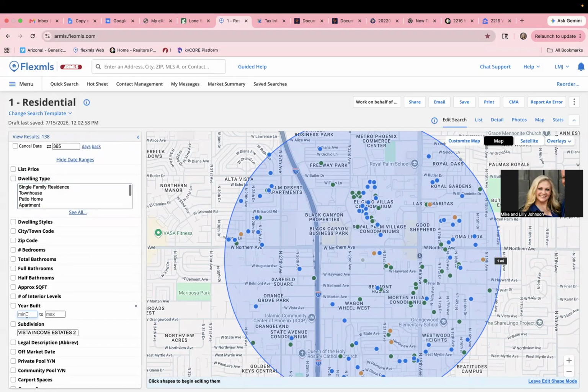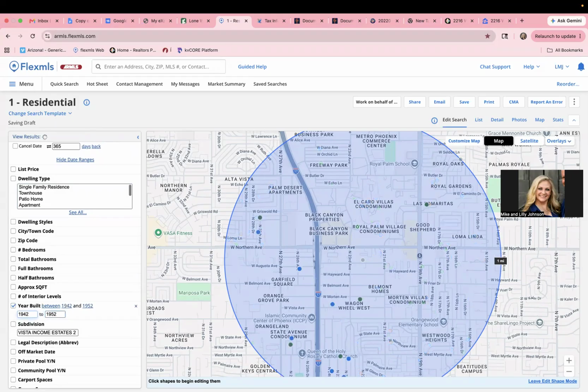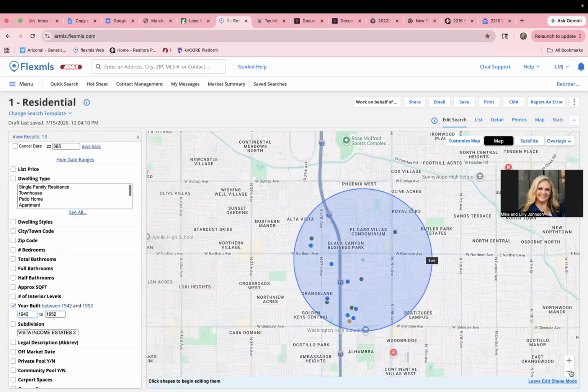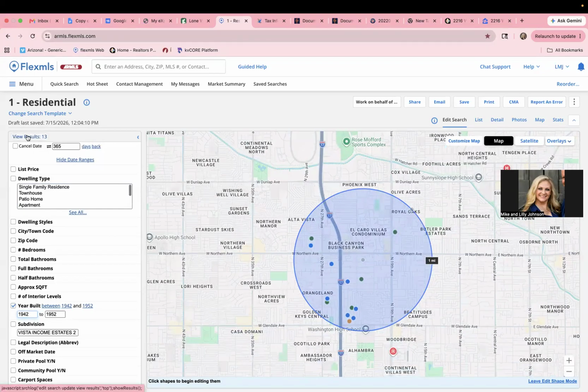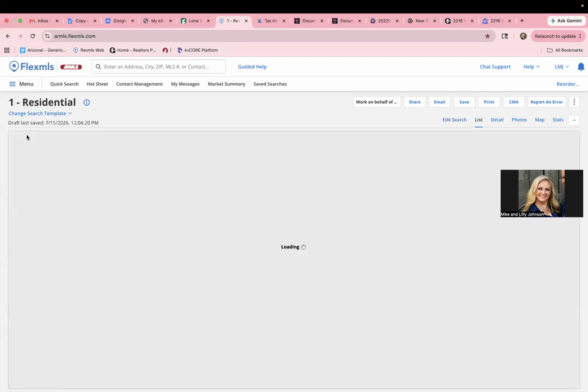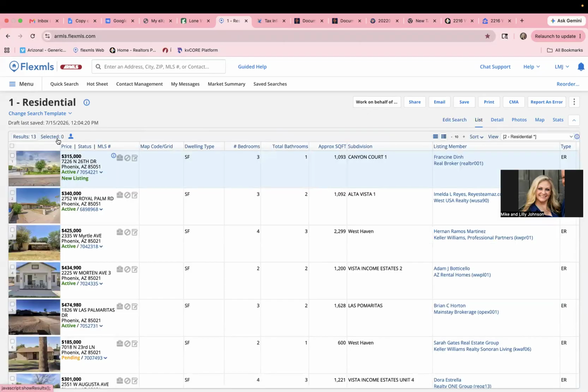Okay, so I'm going to do my year built. I'm going to add 5 years, which is going to be 1952. And I might change this to 1942, because that's 5 years up and down from 47. So that's going to give me 13, but there's a lot on the other side of the freeway. I only need like 5 or 6, so we'll see what we got here.